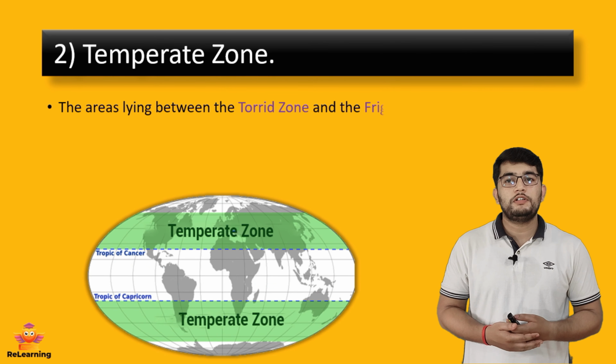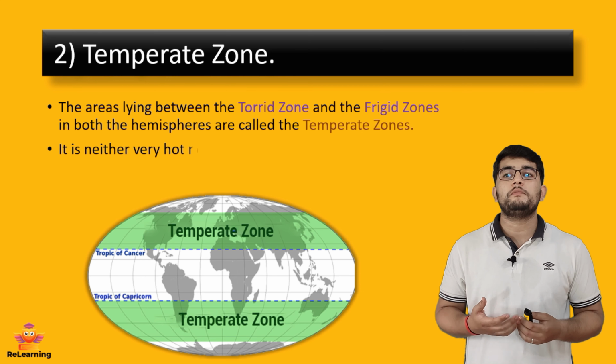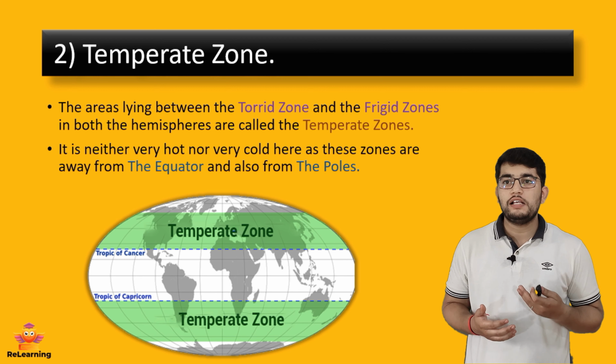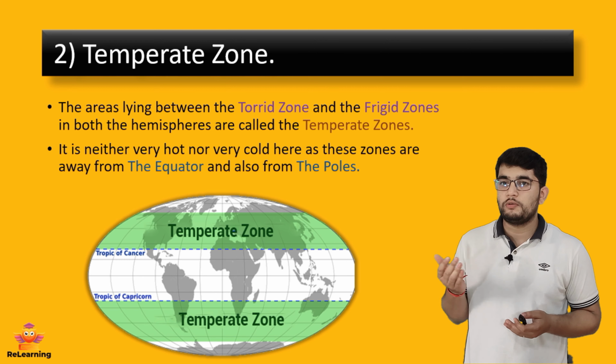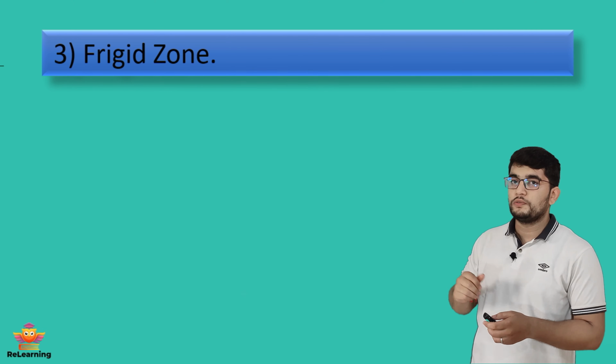The areas lying between the Torrid Zone and the Frigid Zone in both the hemispheres are called the temperate zones. It is neither very hot nor very cold here, as these zones are away from the equator and also from the poles. Let's see the next one, that is Frigid Zone.